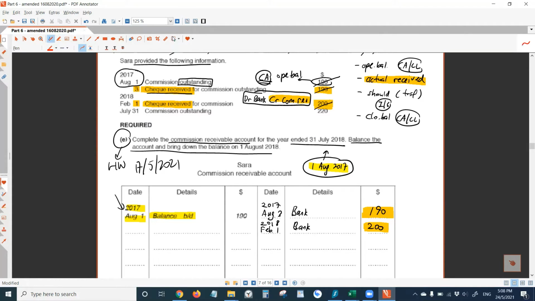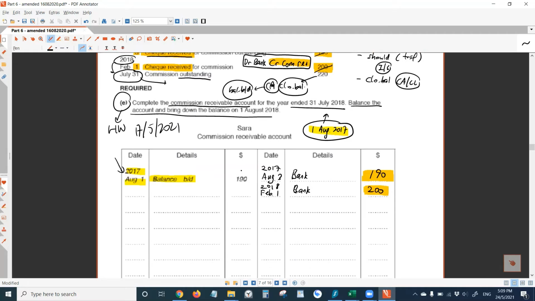So the question did the opening balance for us. We have now finished the amount actually received, and you're left with one last line. July 31st, 2018. What day is that? That's the last day of the year, which means this is the closing balance. Is this CA or CL? It says outstanding, so it's an income that is outstanding. That means this is once again CA. For closing balances, always remember to write the balance b/d first, then only you move it up as balance c/d. So let's record this accordingly.